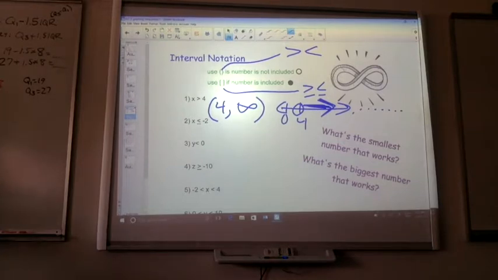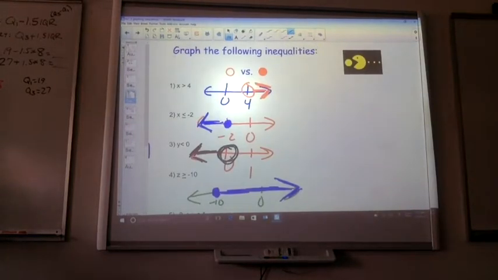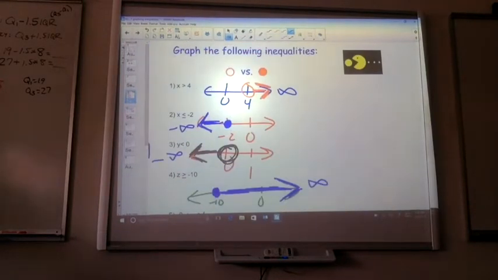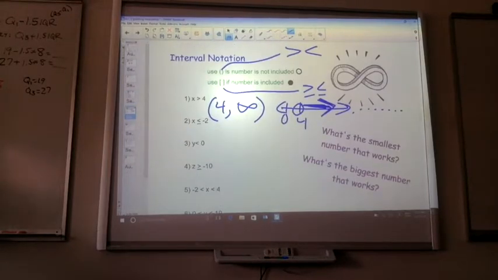So the last slide was, hey, we were graphing these. So this is going to infinity. This is going to negative infinity. This is going to negative infinity. That's going to infinity. The ones down here were bounded, so we'll get to that. If it was going to the left, it would be negative infinity. Yes. Good. That's exactly right.